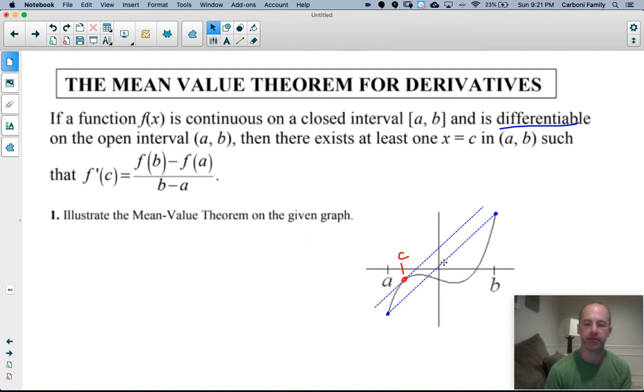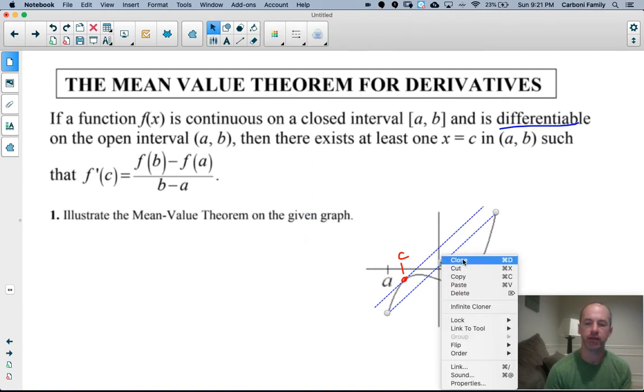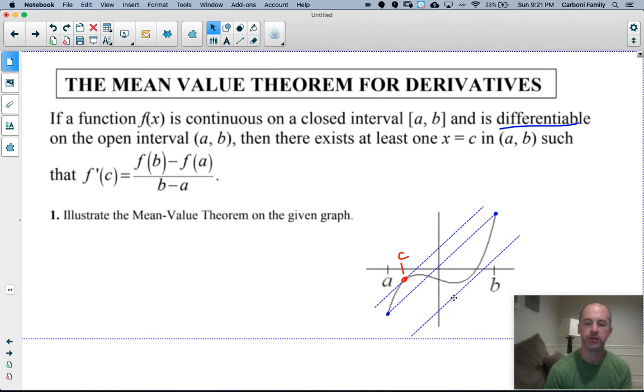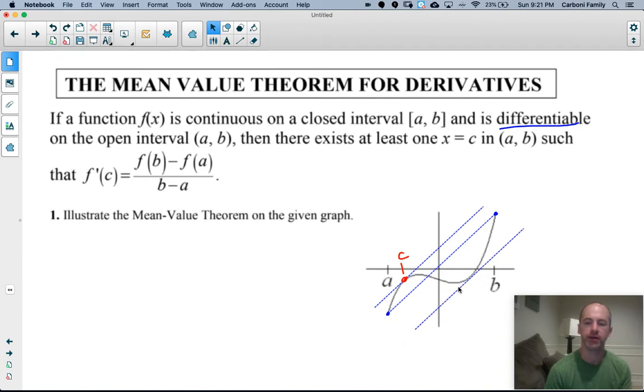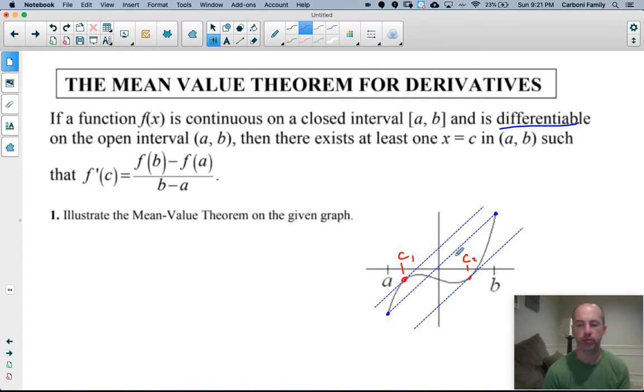And as a matter of fact, as I have drawn this graph, there are two such points. There's one right here as well. So you're guaranteed at least one, and there could be more than one point. And so I guess for this instance, we could say there's a C1 and a C2, where the slope of the tangent is the same as the slope of the secant that connects the endpoints.